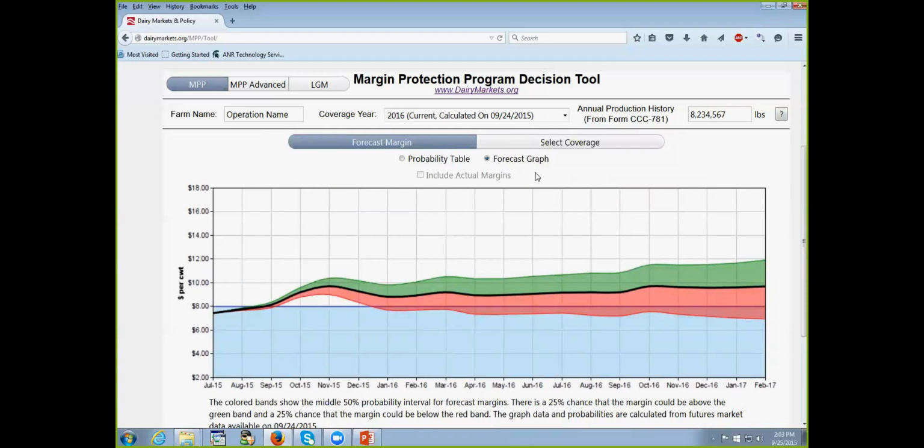And I would hope that maybe you'll look at it as we go forward and get closer to sign up. If you don't do anything as far as coverage election this year, you'll default to the $4 coverage on 90% if you're already signed up. And if you don't want that, you'll need to turn in a coverage election sheet, which is CCC 782 or something like that. I can't keep it straight.